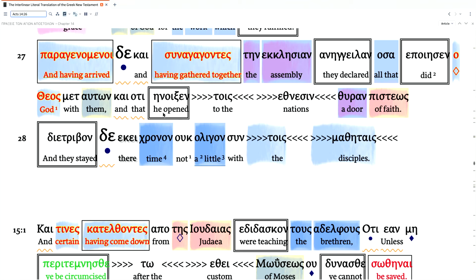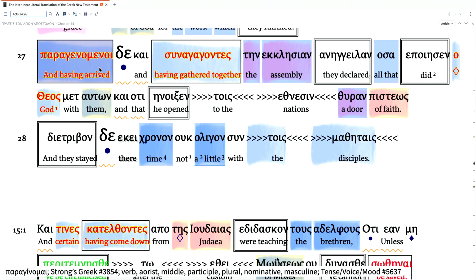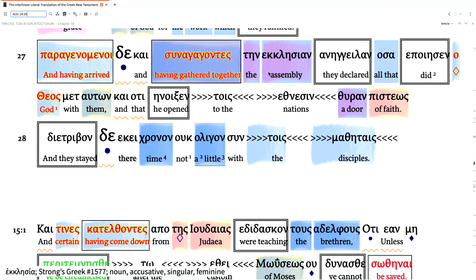When you have one that is not connected to anything, the rule of thumb is go with the closest. The closest singular would be God. So God opened. You could argue, no, we've already got God as the subject for did. But having arrived, having gathered together, they declared. You kind of got two for one here. Could you have one for two? One subject for two verbs, God did and God opened to the nation's a door of faith. I think you could go either way.